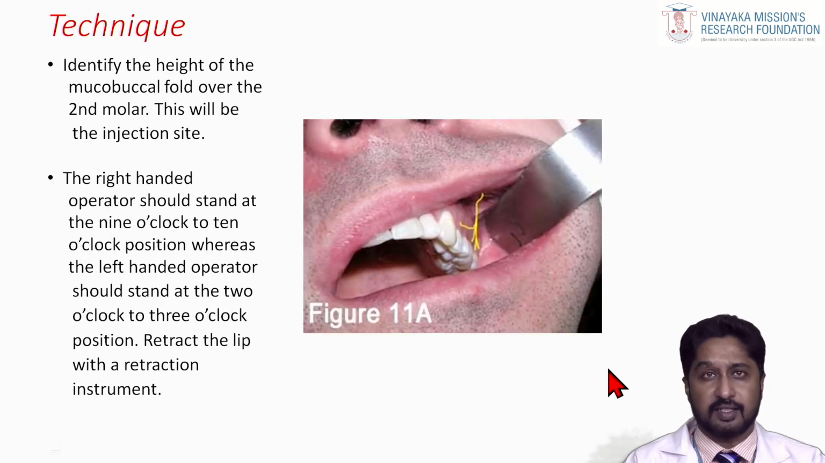So how do you give this nerve block? First thing is technique. Identify the height of the mucobuccal fold over the second molar. This will be the injection site. So please don't forget, the injection site is the second molar, in the mucobuccal fold.